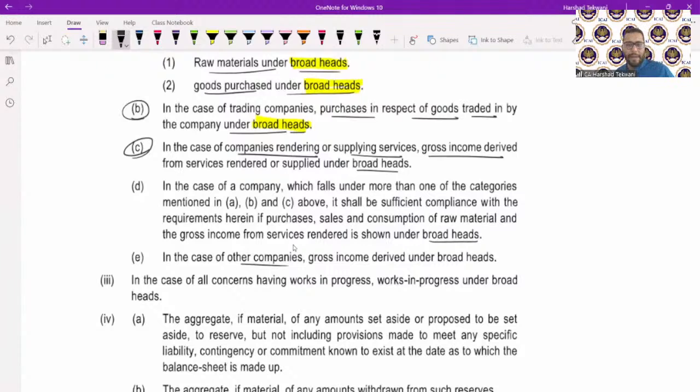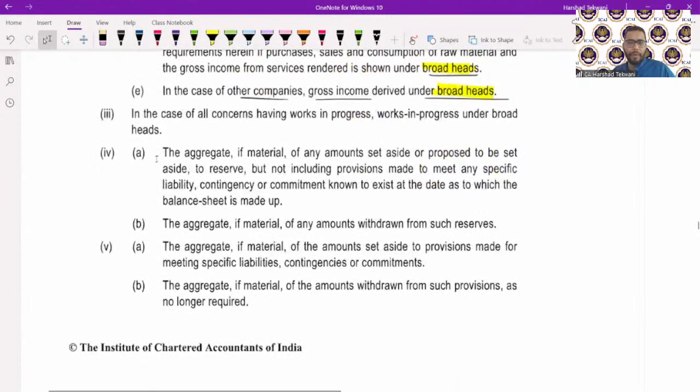Or in case of other company, gross income under broad head. Not in detailed heading, meaning detailed bifurcation, but in the broad heads. Okay, clear? Again, in case of concerns having work in progress, so work in progress under broad heads.